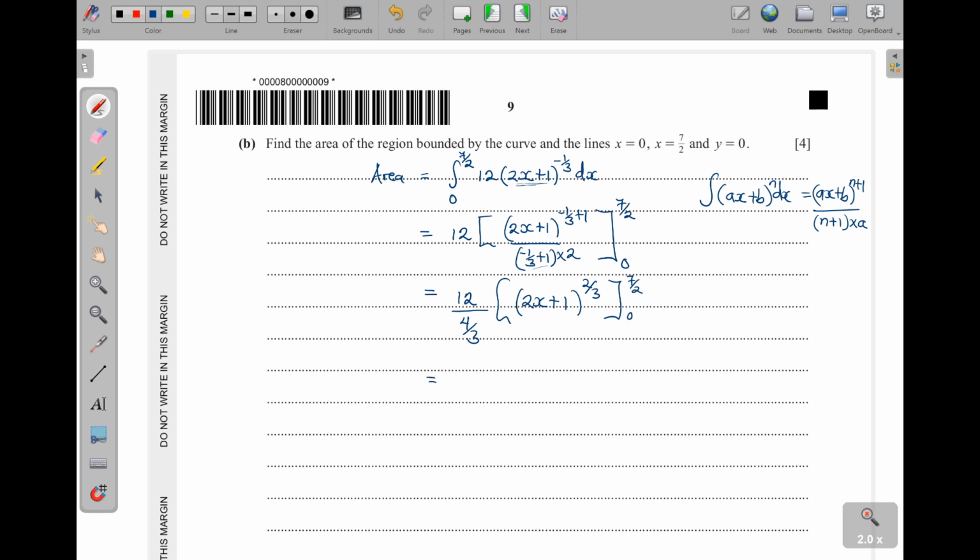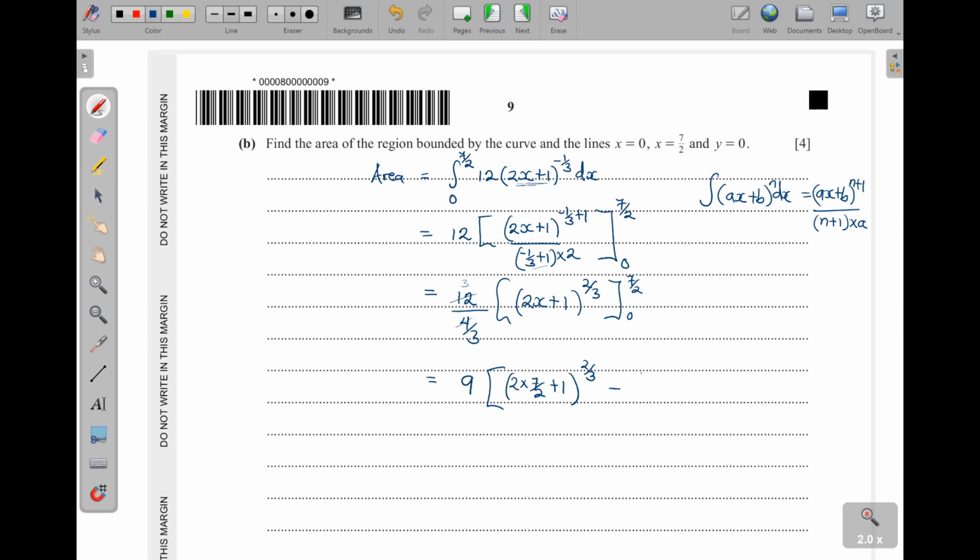So the 3 will somersault and go up here. Of course, 4 goes here 3 times. So 3, when it somersaults and finds that 3, it becomes a 9. So we shall have a 9 here. And then we can put the limits. So 2 times 7 over 2 plus 1, and after we shall put 2 over 3 as the power.